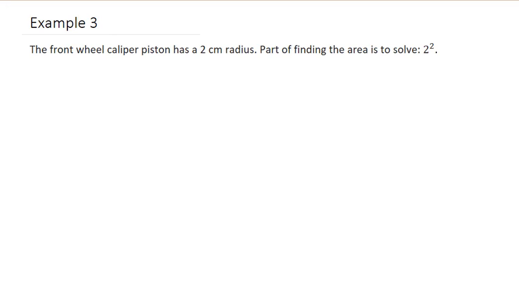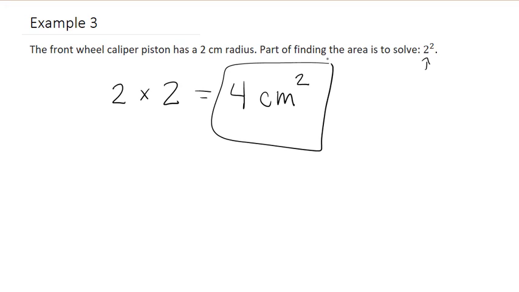The front wheel caliper piston has a 2 centimeter radius. Part of finding the area is to solve for the following. So we have 2 raised to the second power. That means we have 2 2's that we multiply. And 2 times 2 is 4. And then we're going to keep our units, which is centimeters squared. And that would be our solution to this problem. So let's do another example.